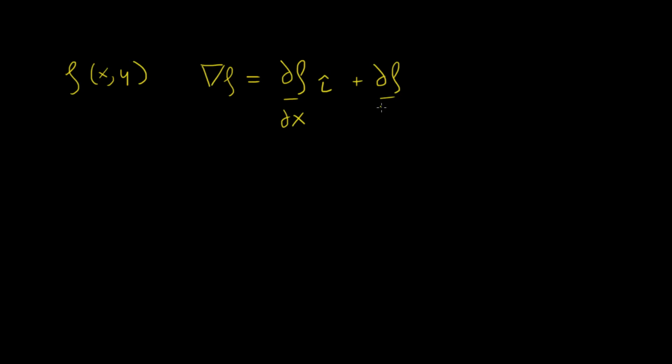Let's say we have a function of two variables, x and y. Let's call this function f. We define the gradient of f, and we represent it this way. We define the gradient of f to be equal to the partial of f with respect to x times the i unit vector plus the partial of f with respect to y times the j unit vector.